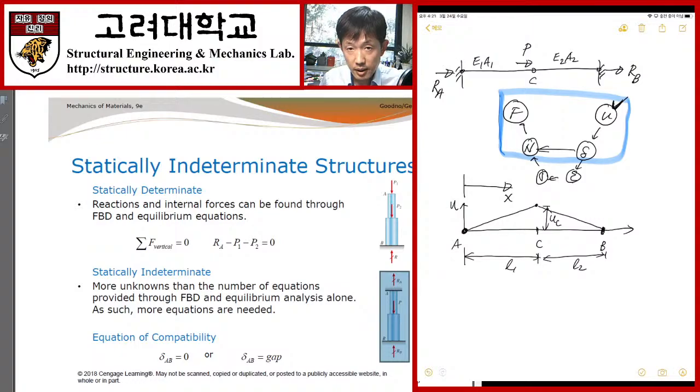So can you calculate the elongation? Yes, we can. So the elongation of segment 1 is equal to what? UC minus UA. UA is equal to 0 because of the boundary condition, so this is equal to UC. And the elongation of segment 2 is equal to what? UB minus UC. Again, because of the boundary condition, UB is equal to 0, so this is equal to minus UC. Is it clear, right?